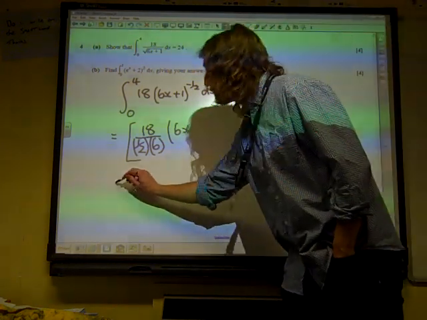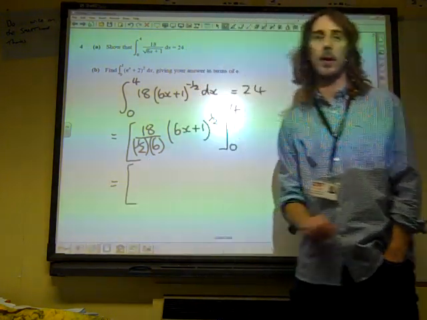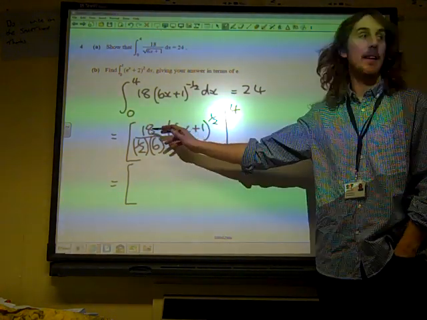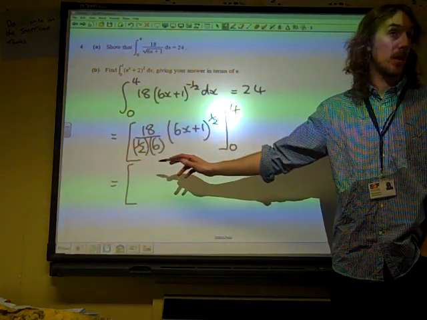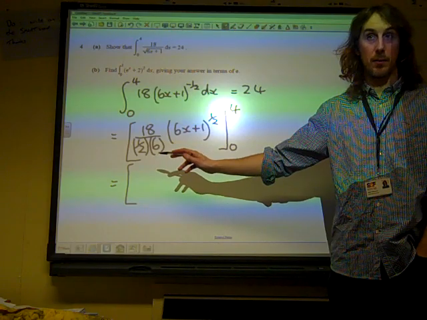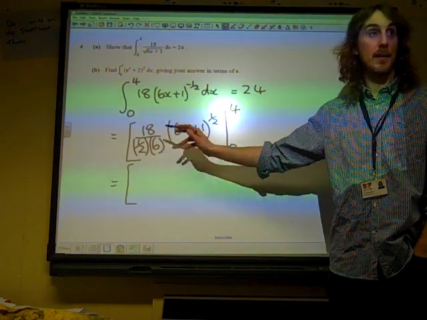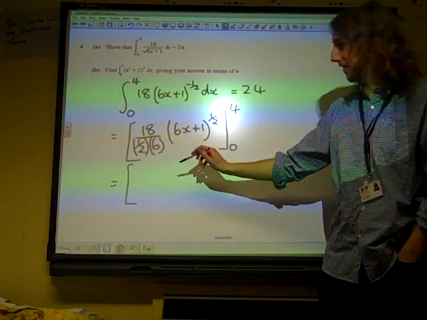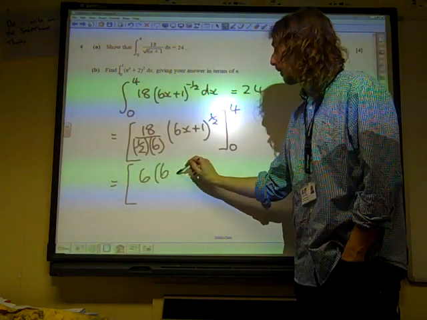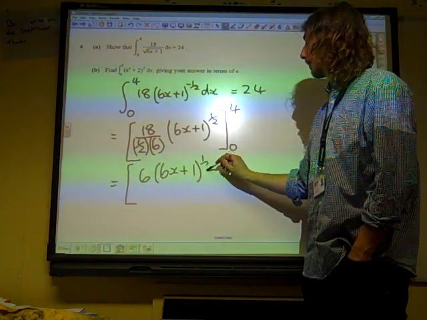Okay, let's tidy this up first before we put any numbers into it. We've got 18 over a half of 6. Half of 6 would be 3. 18 over 3. Great maths. Right. So we've got that.